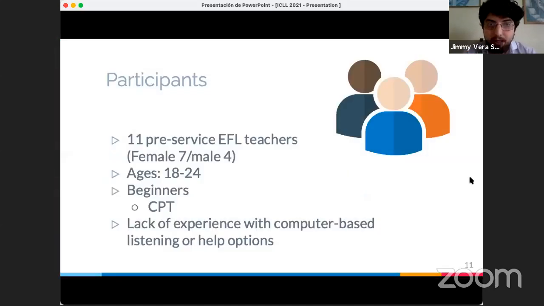So in the next slide, we can check some information about the participants of this study. This is a spin-off of a much larger study, which included more proficiency levels, but in this case, we took into account 11 pre-service EFL teachers from a Chilean university. 7 of them were female and 4 males. Their ages ranged between 18 and 24 years old. According to the Cambridge placement test results, they were put into beginner level English courses in their programs. And a shared background was that they lacked experience with computer-based listening or help options.